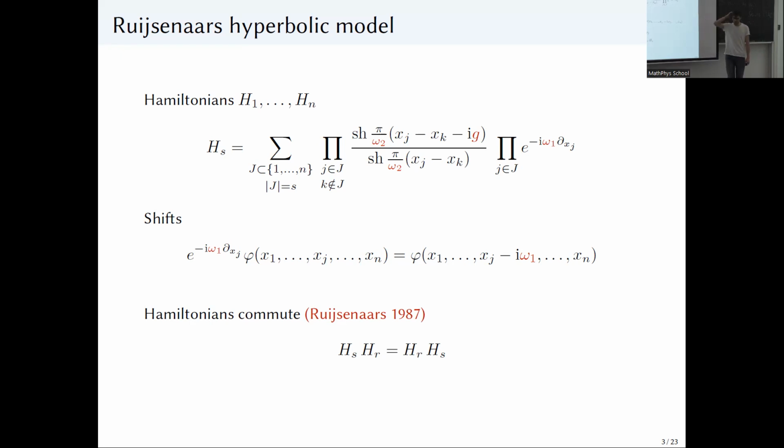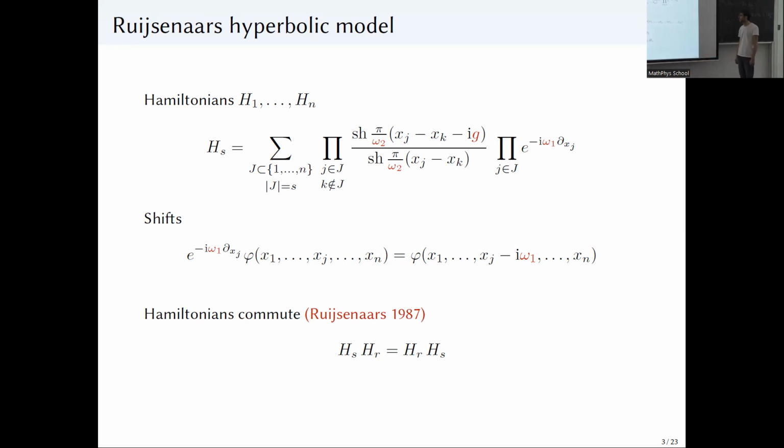So to digest this formula, let's look at two parts of it. The first part is from the right, and it depends only on the derivatives with respect to the variables x. And these operators that stand from the right are just shift operators. So they act on the functions of n variables, and they shift a particular coordinate xj by some number omega1.